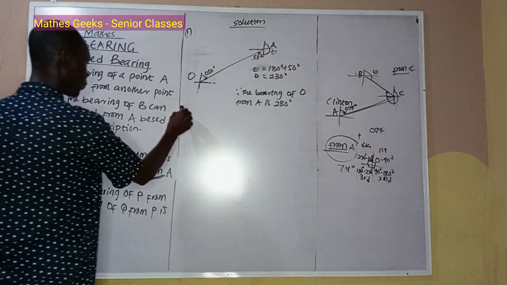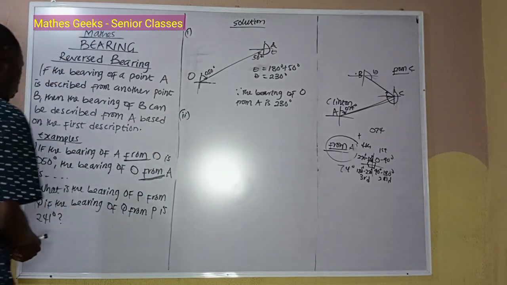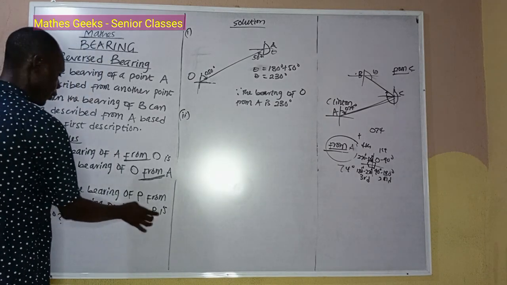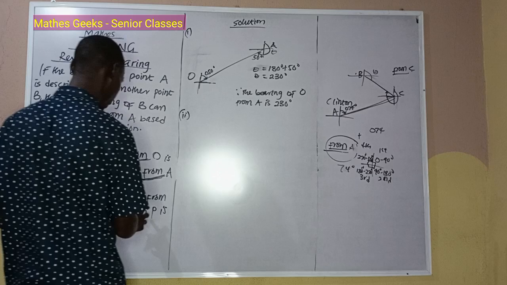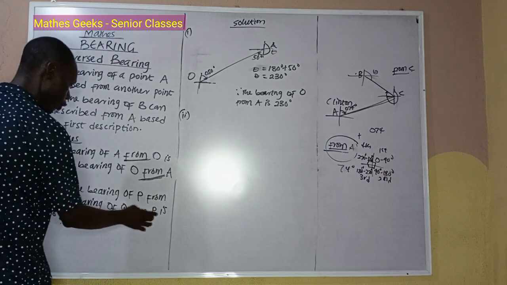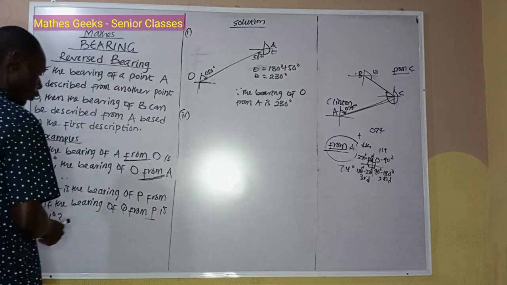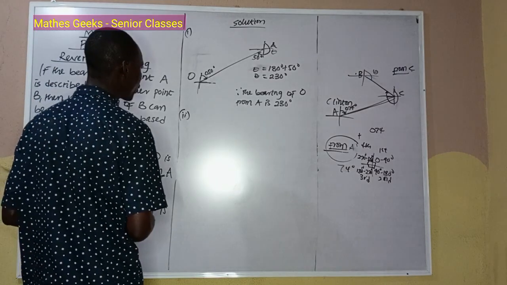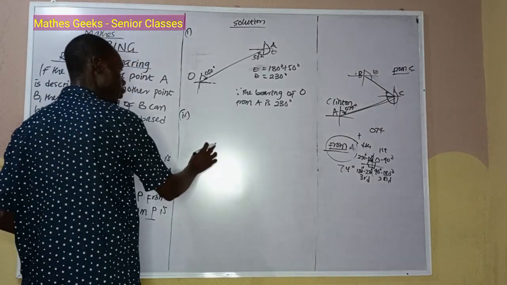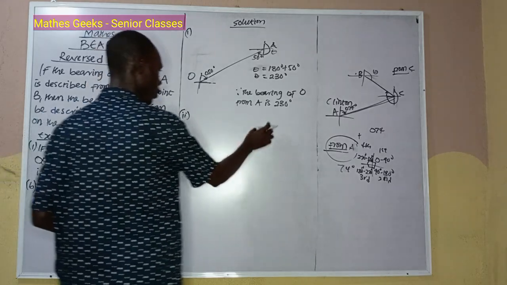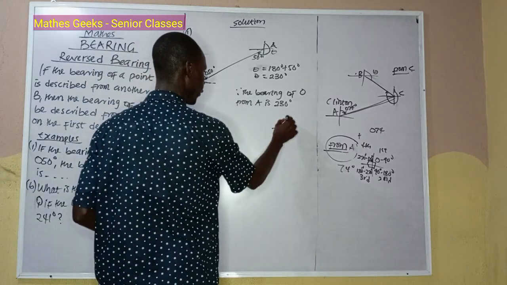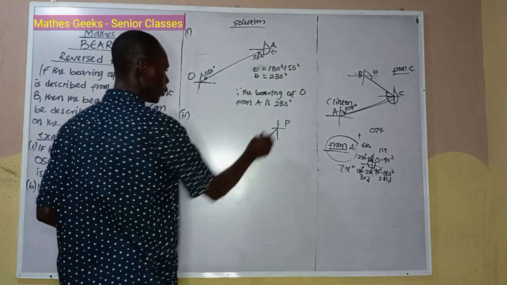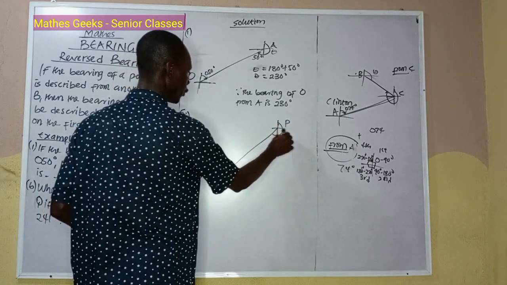So let's take number 2. Number 2 says, what is the bearing of P from Q if the bearing of Q from P is 241 degrees? So let's plot our P and take note of the angle from P. We're going to start at point P. 241 degrees will be in the third quadrant. So if it's in the third quadrant, it's going to come this way. I'm going to bring my point here. This is P, and then 241 is going to come like this. So from the north pole to this line is going to be 241 degrees.